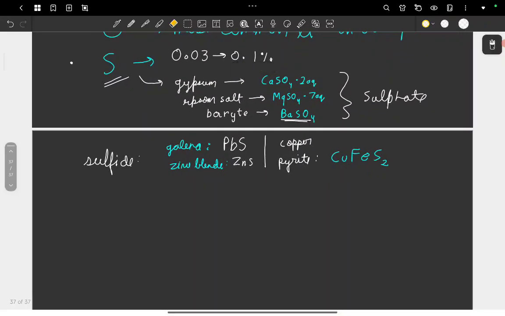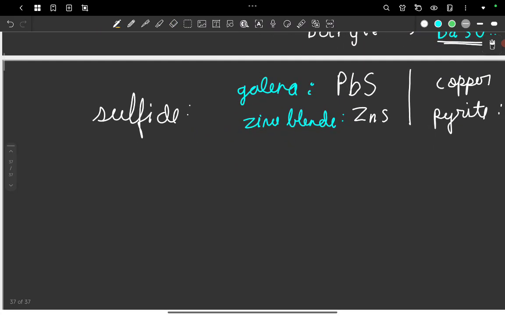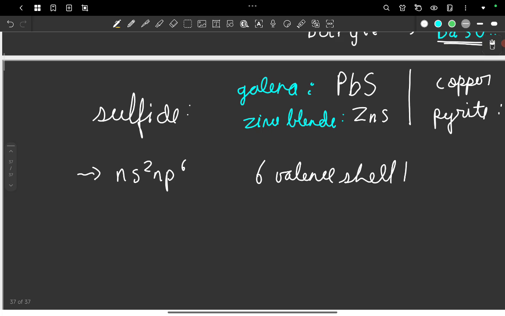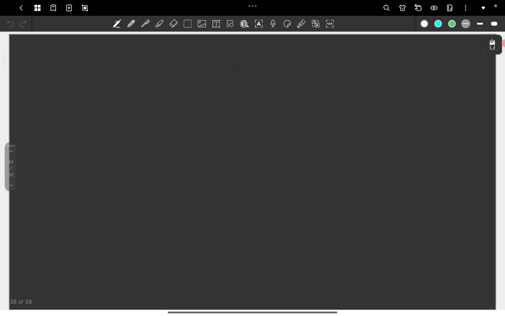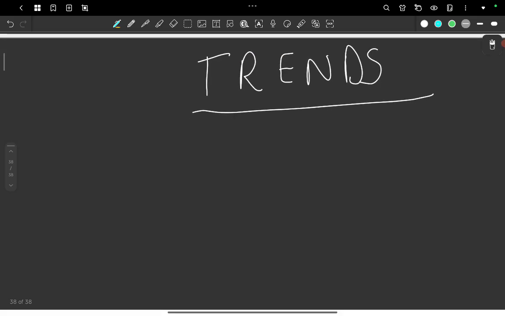So yeah, let's now talk about their electronic configuration. Electronic configuration is ns2 np4, and they have 6 valence electrons in the outermost shell. Now let's talk about the most important part, which I say in every lecture, the trends. What are the trends of group 16 elements? Well, the first trend I obviously want you to know is atomic radii.